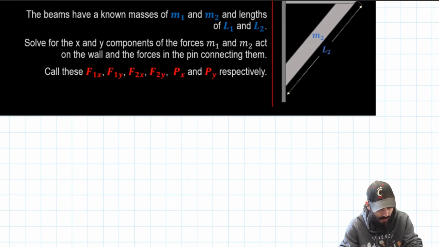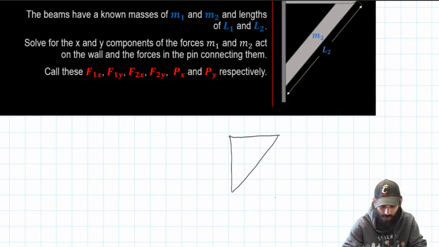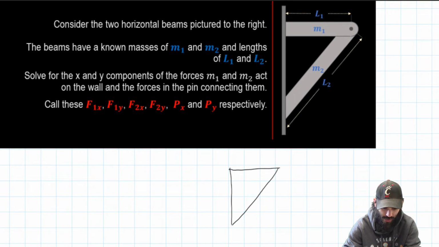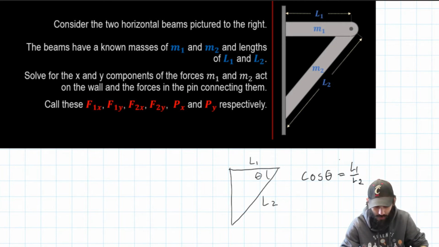Okay, so one of the first things that we can do is determine some angle, because we're not told the angle in the problem at all, and so we actually have to find that ourselves. So I'm going to define this angle right here, call this angle theta, and theta we can find by labeling L1 and L2. So we know that cosine of theta is going to be equal to L1 divided by L2. So if we're solving a problem, we can actually just stop here. We have theta now, okay?